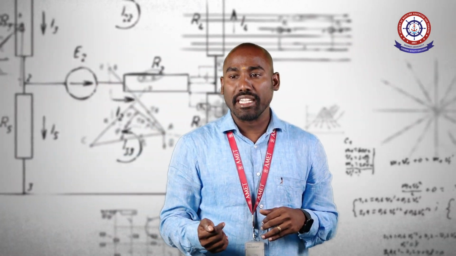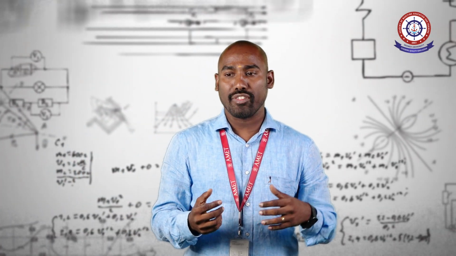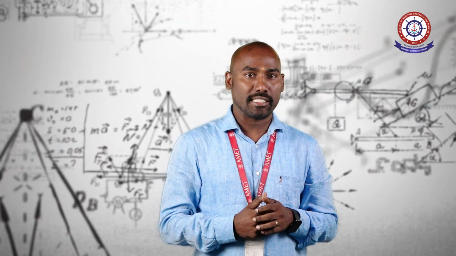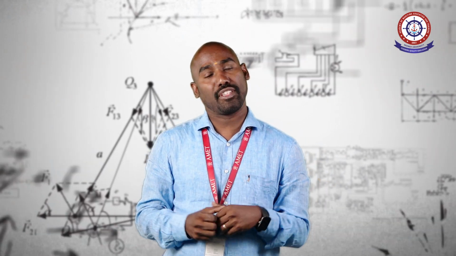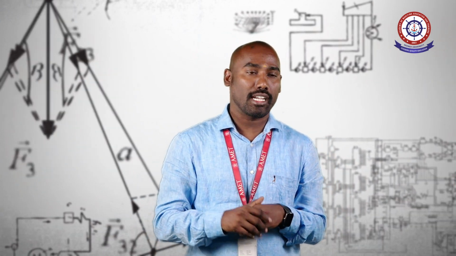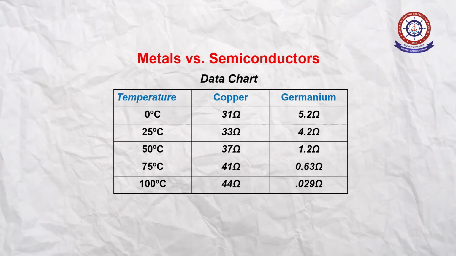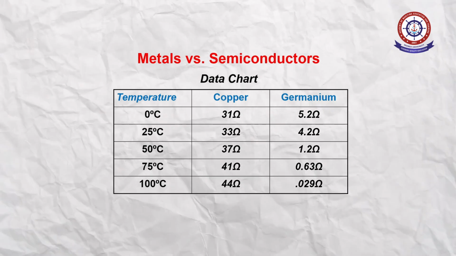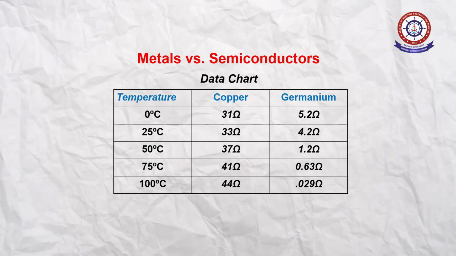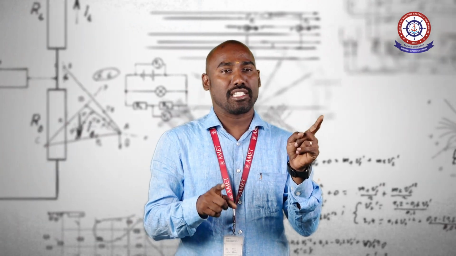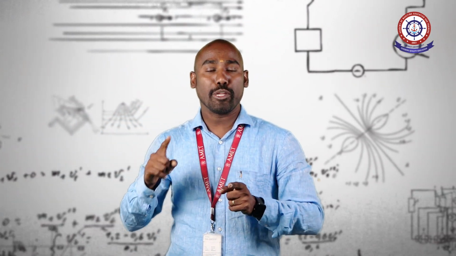Then we are going to classify semiconductor materials. We have two different kinds of semiconductor materials, based on their composition. Before going into that, I just wanted to show some data. Look at this table. We have classified metals and semiconducting materials based on how the resistivity changes with temperature.